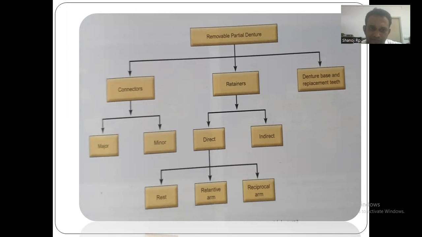So with this, I complete the introduction to cast partial dentures. I have described the indications, the contraindications, steps in the fabrication of a cast partial denture, and last of all, the components of a cast partial denture.